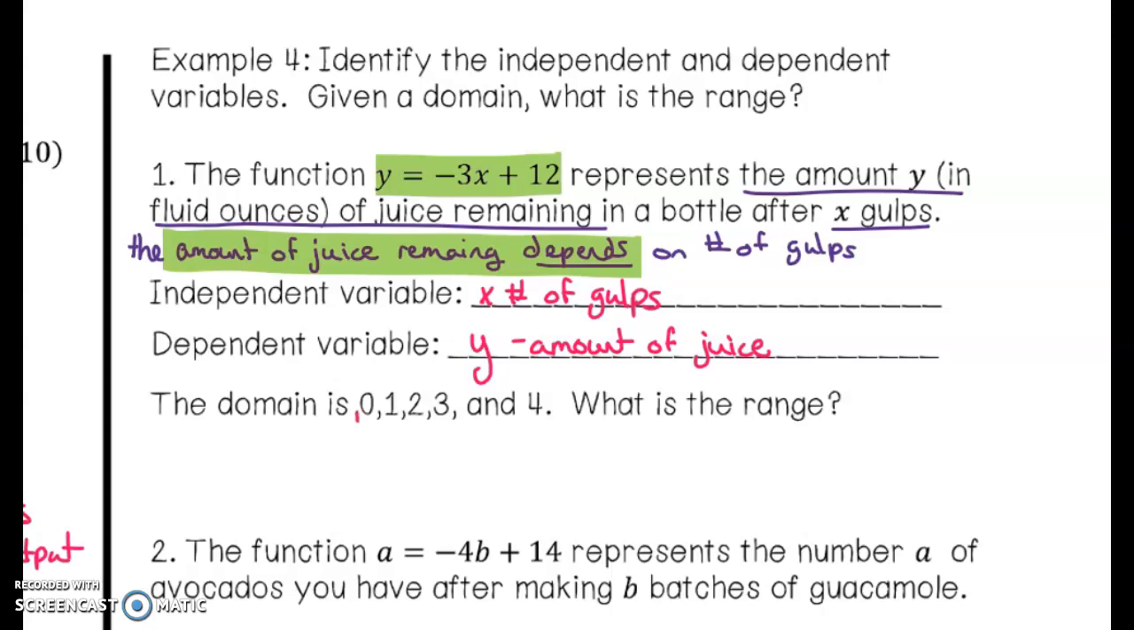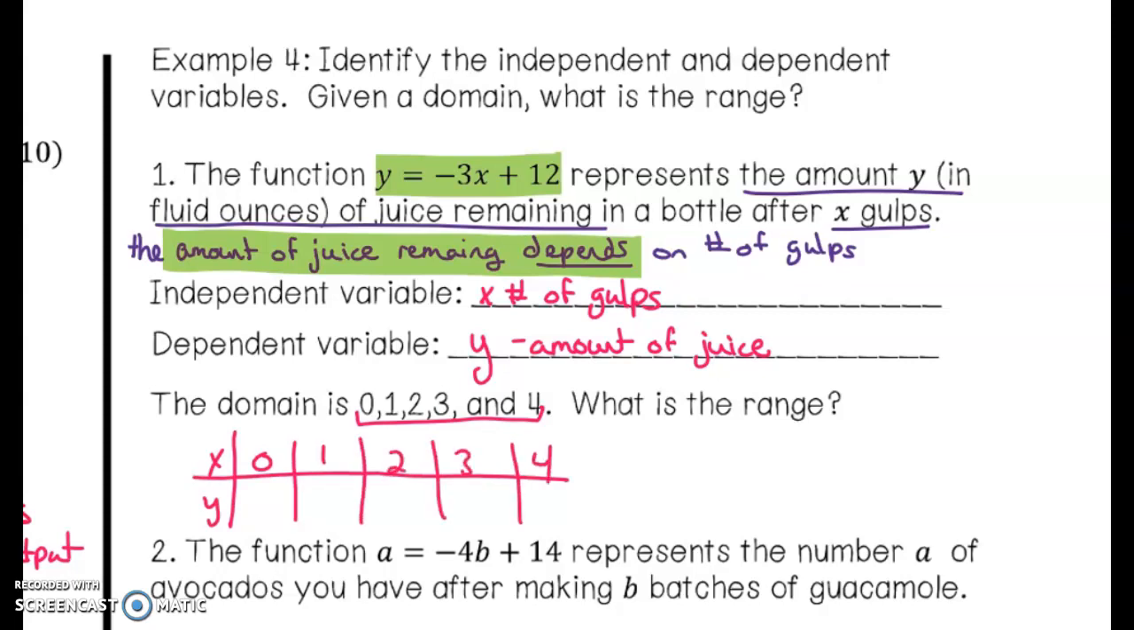So this tells us the domain is 0, 1, 2, 3, and 4. So picture this kind of like a table. 0, 1, 2, 3, and 4. So when they want to know what the range is, you take each x value and plug it back into your equation. So you don't have to show work for this, but just to kind of show you what's going on in my head. I plug in 0 into the equation. So look up here at the top right of the screen. I plug in the 0, so I get negative 3 times 0 plus 12, that's 12. So when I plug in 0, my output's 12.